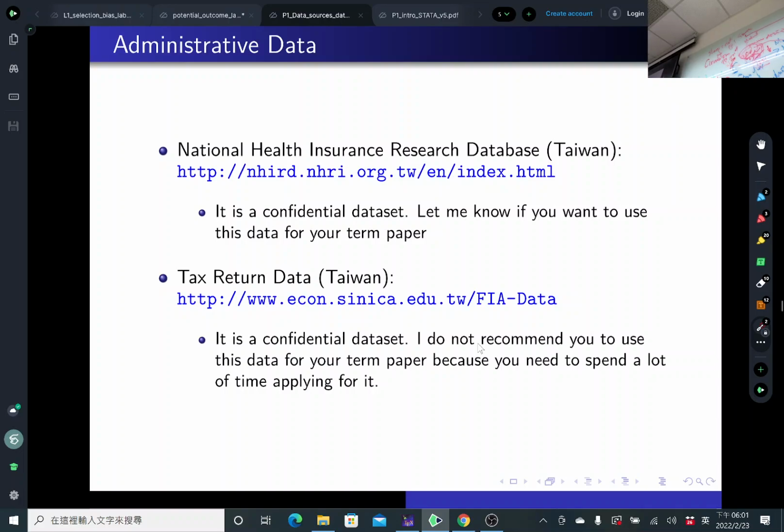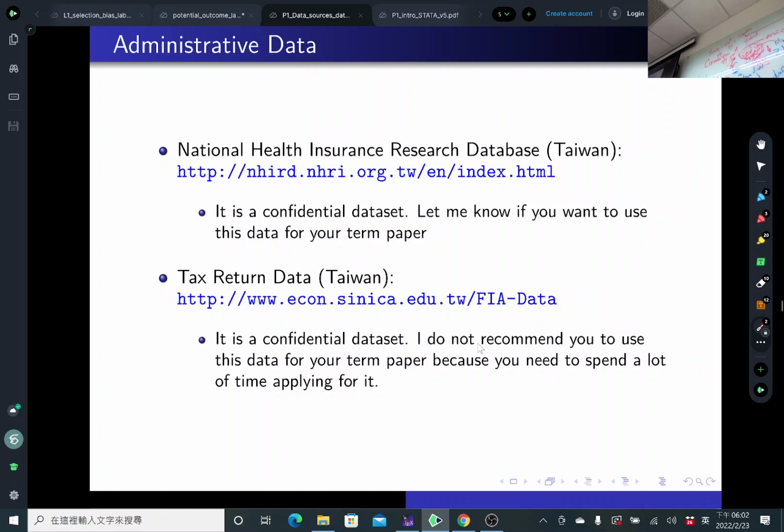And tax return data is also confidential data. You also need to go to the data center. It basically covers each individual's income and wealth. If you want to use this for your research, it's possible, you can try, but you might need to have a bit of a long-term plan.